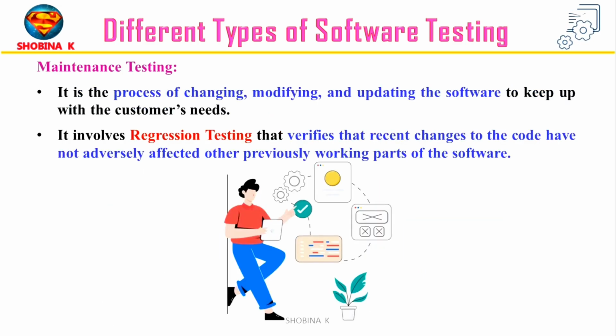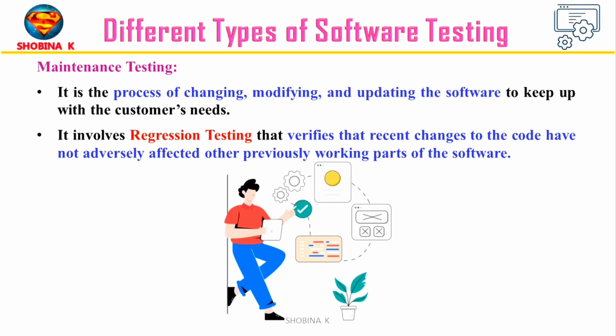Maintenance testing is also known as regression testing. Maintenance testing involves updating software to meet changing customer needs, fix issues, or enhance functionality. It includes making adjustments, modifications, or updates to the software code or features. Regression testing is a key part of maintenance testing. It verifies that the recent changes made to the software haven't negatively impacted the previously working parts.